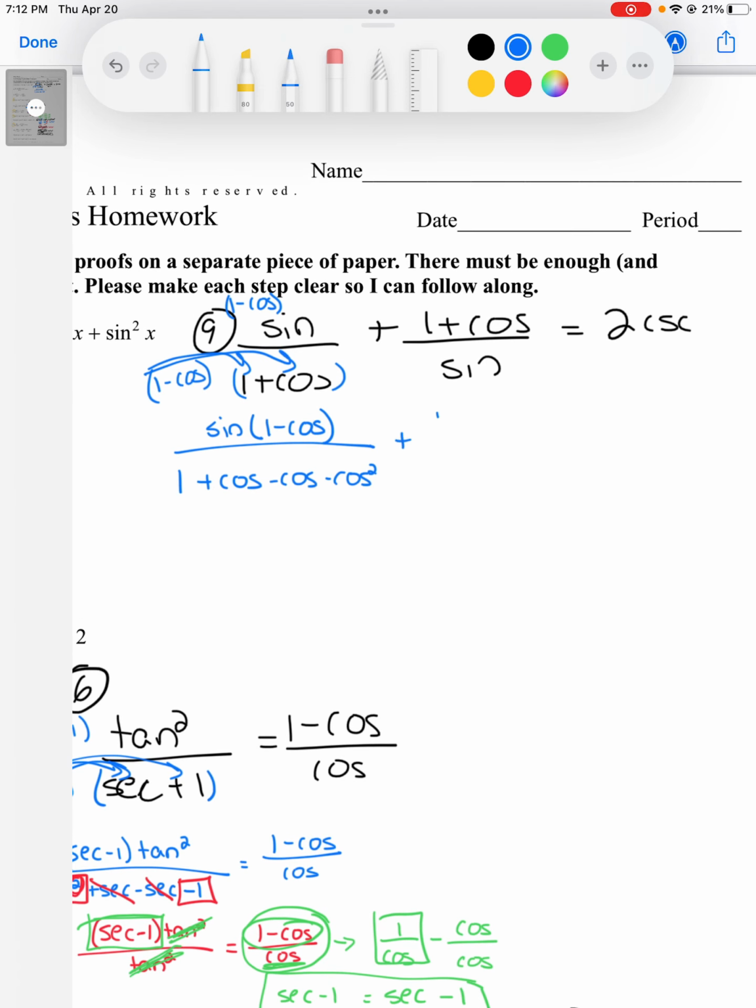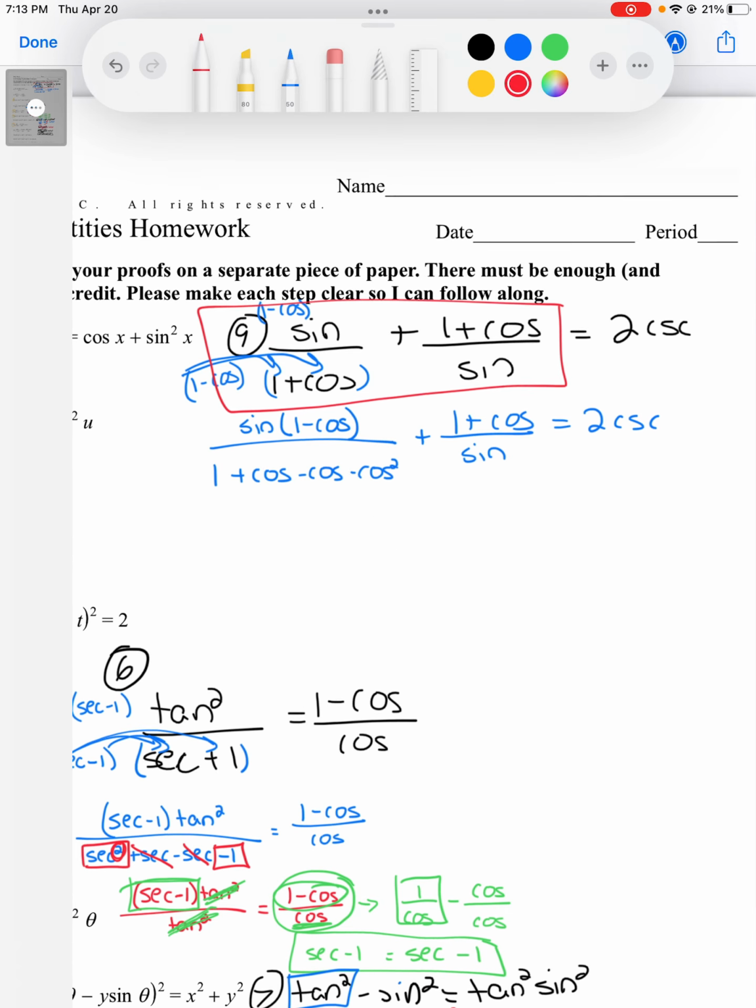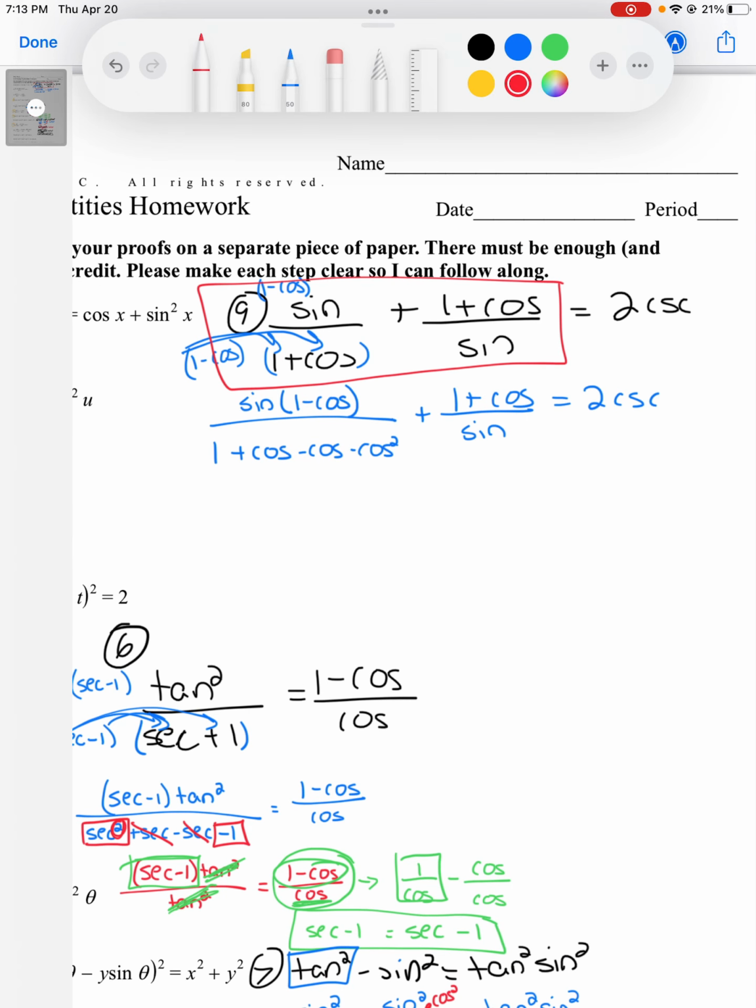Now, some of you might have combined fractions together. That is totally fine. That's something you can also do right away, is combine fractions, right? Because that's positives. Okay. You can totally do that. I just did the 1 minus cosine because in a second these cancel out, and what does the leftover turn into? Sine, right? Sine squared. So I have sine 1 minus cosine over sine squared plus 1 plus cosine over sine equals 2 cosecant.